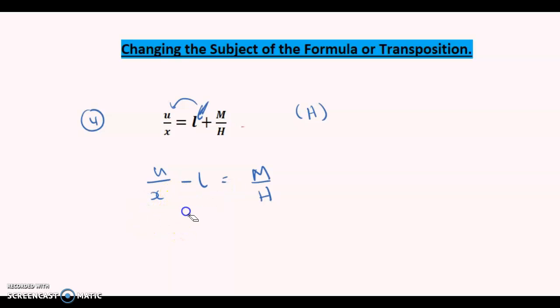So how do I do that? By LCM. So the LCM here would be x. x into x is 1. 1 by u is u. 1 into x is x. x by L is Lx. So now I have this line here.